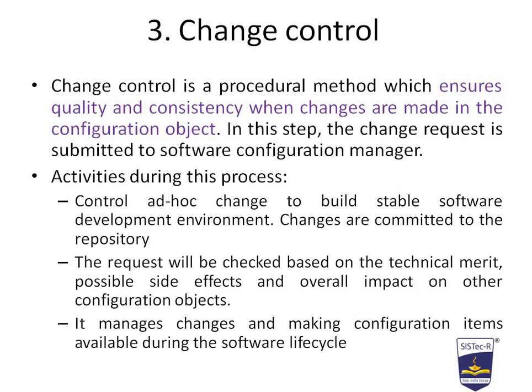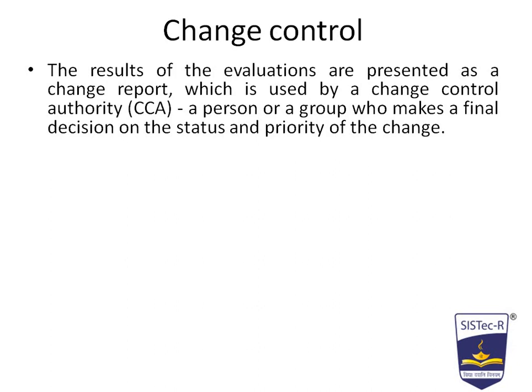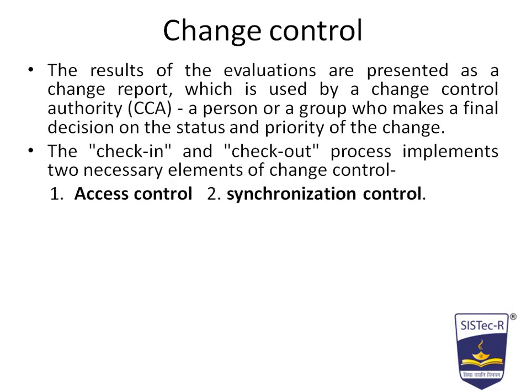It manages changes and makes configuration items available during the software lifecycle. So these are the 3 steps. Change control further continued. The result of the evaluations is presented as a change report, which is used by a change control authority, CCA, a person or a group who makes a final decision on the status and priority of the change. The check-in and check-out process implements 2 necessary elements of change control. The first one is access control, and the second one is synchronization control. So who is accessing it and how it is getting synchronized, these have to be identified.